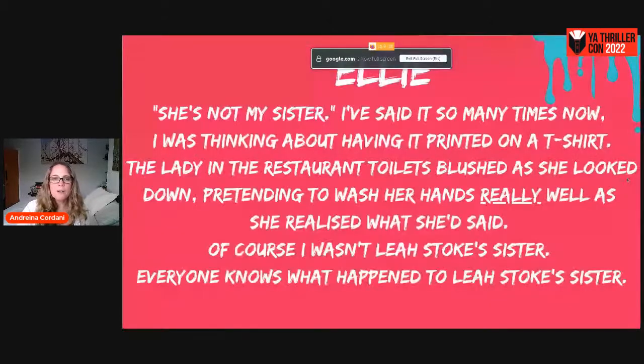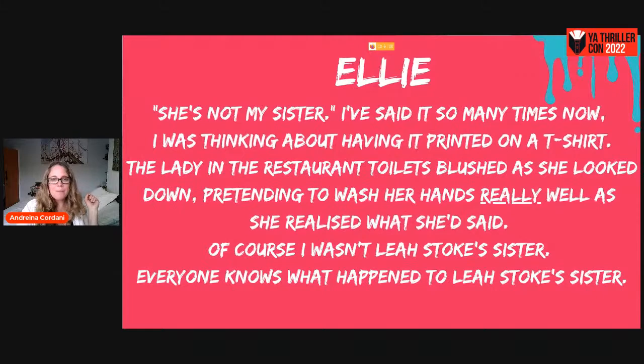So here is what Ellie says. This is actually the first line she speaks in the book. "She is not my sister. I've said it so many times now. I was thinking about having it printed on a t-shirt." The lady in the restaurant toilets blushed as she looked down, pretending to wash her hands really well as she realised what she'd said. "Of course I wasn't Leah Stokes' sister. Everyone knows what happened to Leah Stokes' sister."